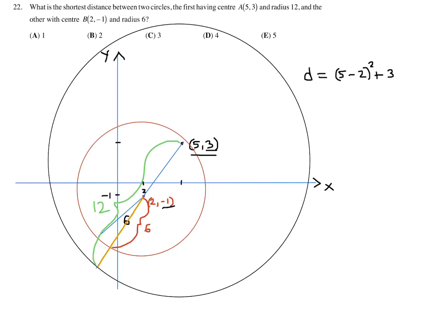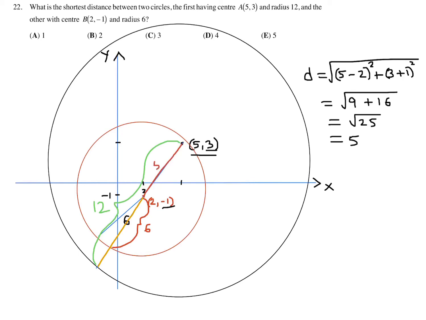So 3 minus 1 is 3 plus 1, and you take the square root. So this looks like 5 minus 2 is 3. 3 squared is 9. 3 plus 1 is 4. 4 squared is 16. And the square root of 9 plus 16 is the square root of 25, which is equal to 5. So this distance right here, from this point to that point, is equal to 5.